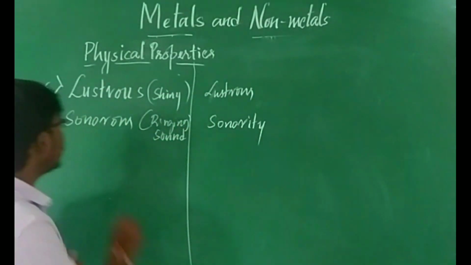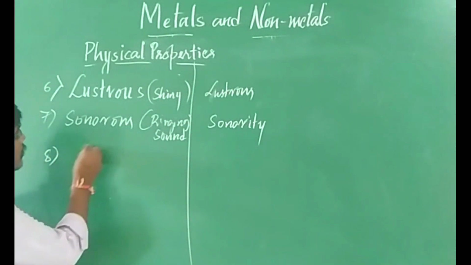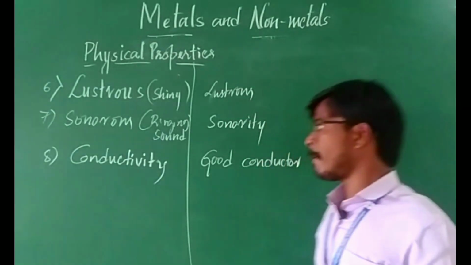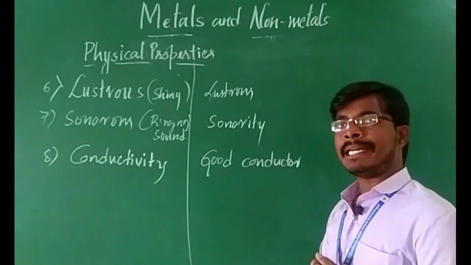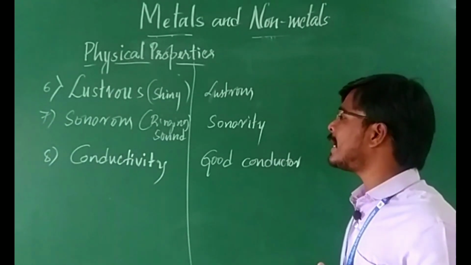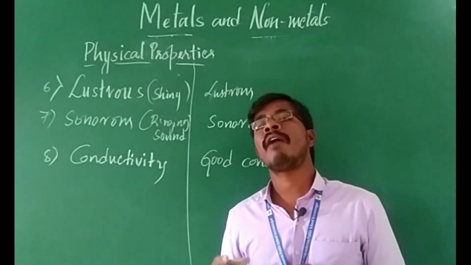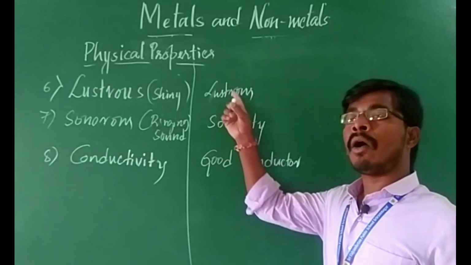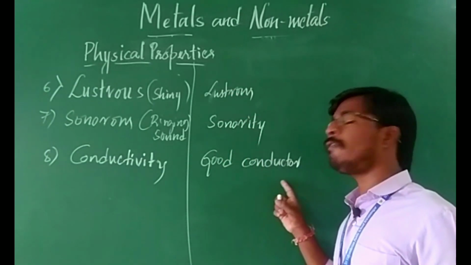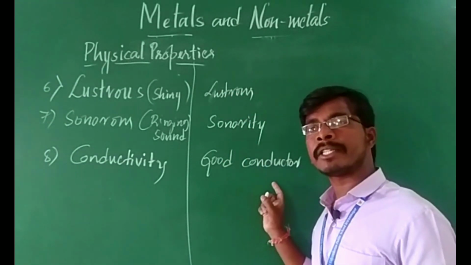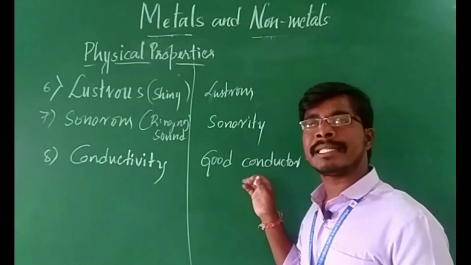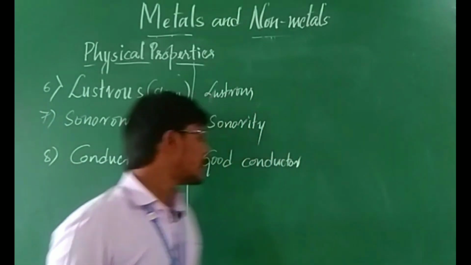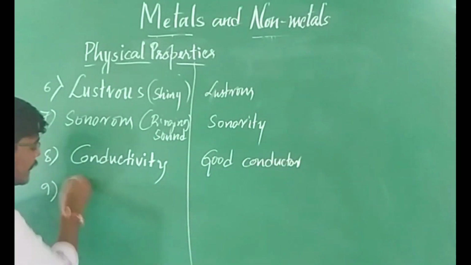Then the next property we are going with is conductivity. Conductivity is nothing but the flow of current or heat from one end to the other end. All the metals are good conductors of heat and electricity because they consist of free electrons, free charged particles.